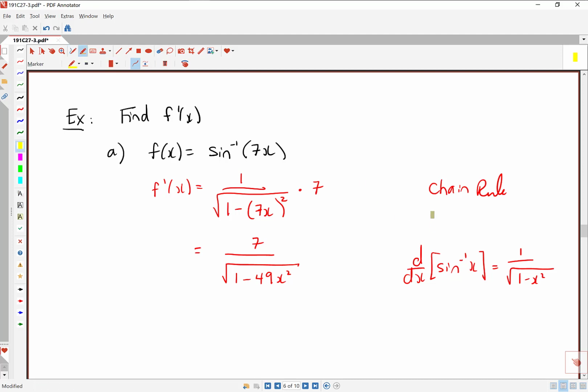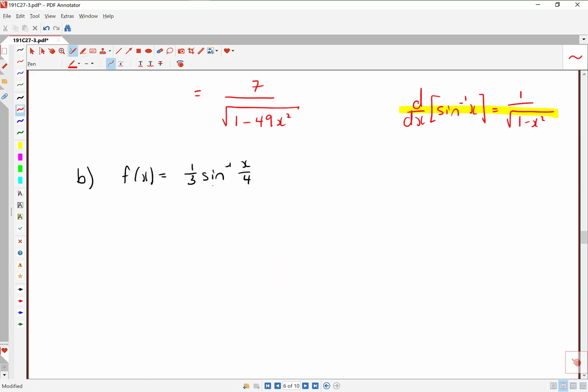So in almost all of these problems, there's going to be a chain rule because there will usually be something more than just an x inside our inverse trig function. It will usually be like 7x or x squared or something like that. So we'll watch out for that. So now our function is 1/3 arcsine of x over 4. Let's find f prime of x.